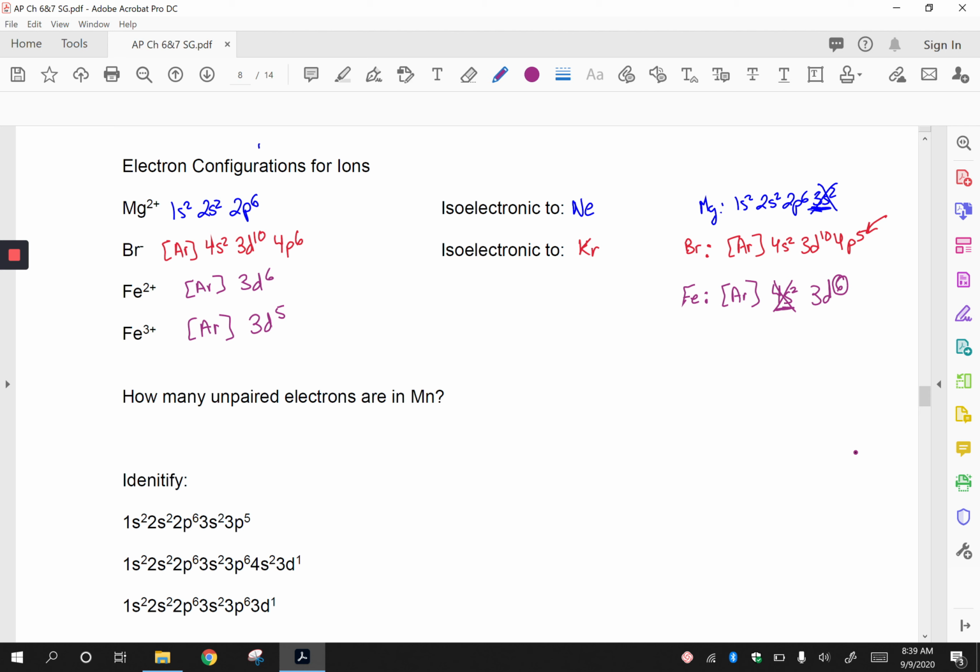Okay, let's look at the next question here. It says, how many unpaired electrons are in manganese? How would we know that? Well, you'd have to draw your Aufbau diagram or orbital diagram.